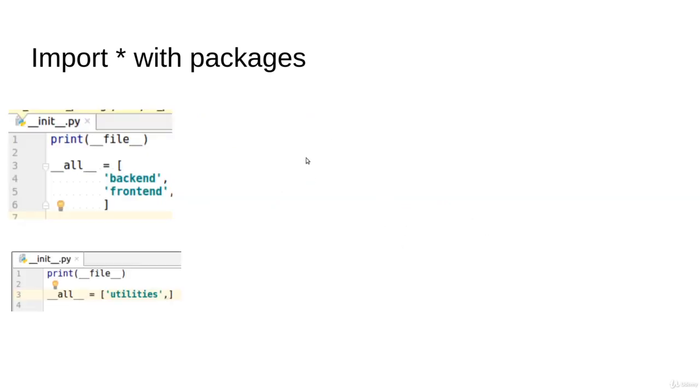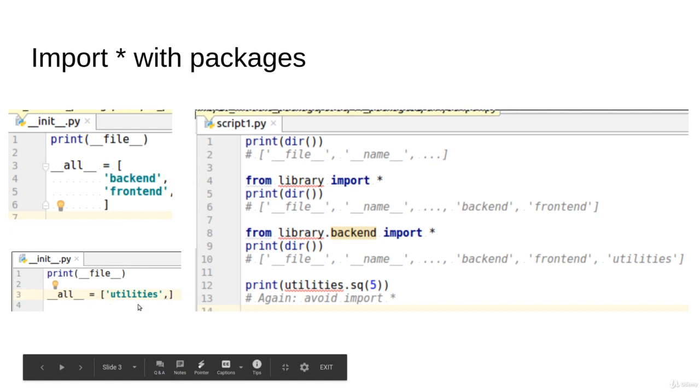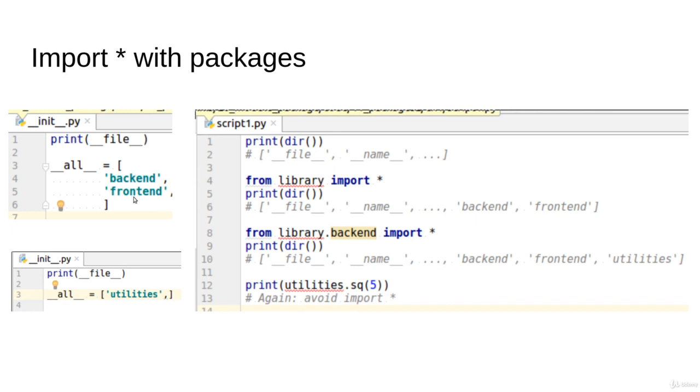So let's say we have here the init file for the library, and we have here the init file for the backend. Observe here, I am creating a list of backend, front end, and I'm creating here a list of the utilities. Remember the structure: the backend has utilities under it, and the library has backend and front end under it. So this one is allowing importing over the library level. Let's see what happened in the code here.